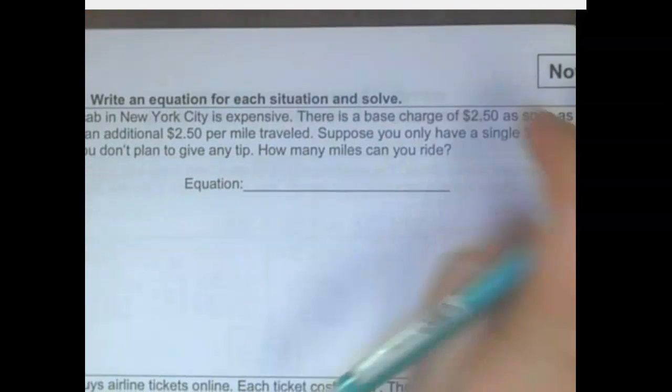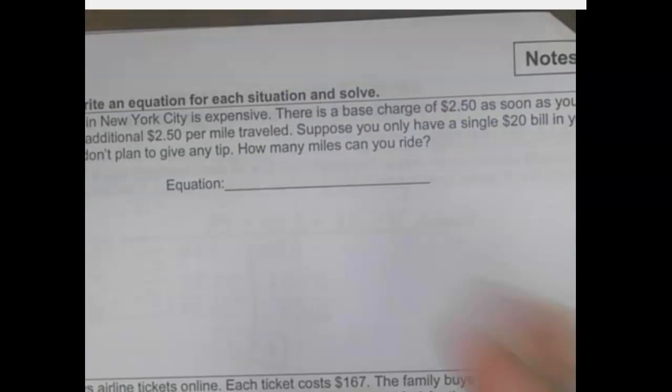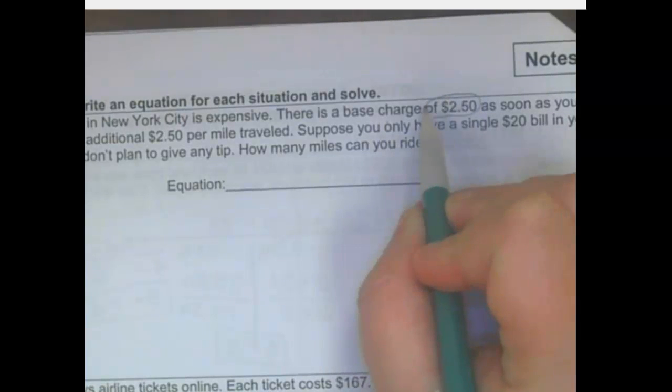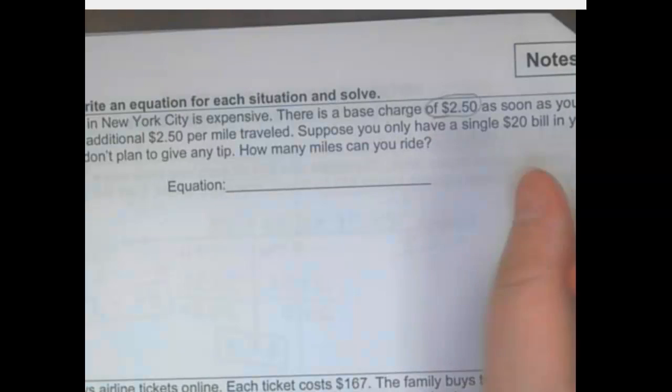All right, let's flip to the back. All right, let's look at some word problems. Write an equation for each situation and solve. Taking a cab in New York City is expensive. There is a base charge of $2.50. What does a base charge mean? Is it going to happen repeatedly? Is it going to happen one time? It is a one-time thing.